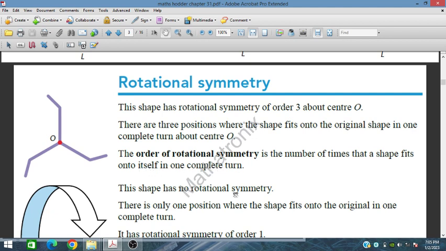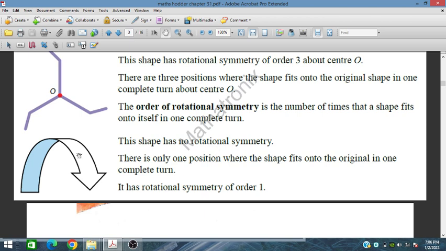This shape has no rotational symmetry. It will again appear on this, so we'll have this. At any other position it is not possible. So it has rotational symmetry of order 1, because it will rotate and again appear in its original form. So the order of rotational symmetry is 1.